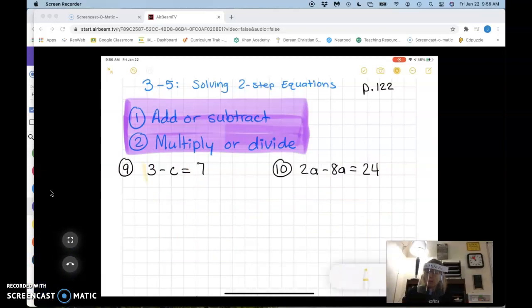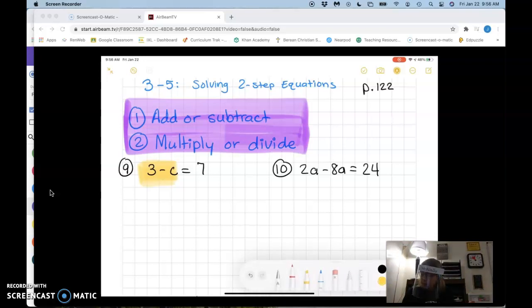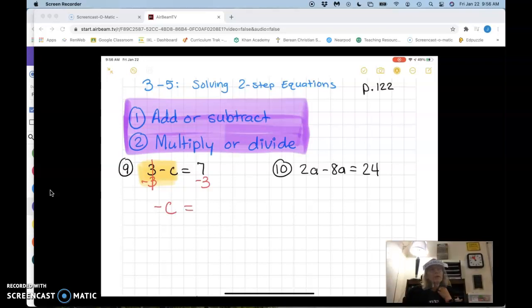Again, look at what's happening to the variable as far as adding and subtracting. I see that 3 is positive, so I'm going to do the opposite. I'm going to subtract 3 from both sides. Okay, so negative c, don't leave that negative off or you're going to get the answer wrong, equals, what is 7 minus 3?